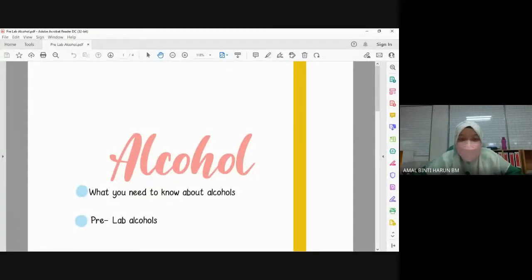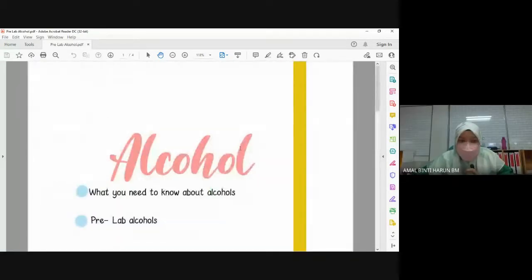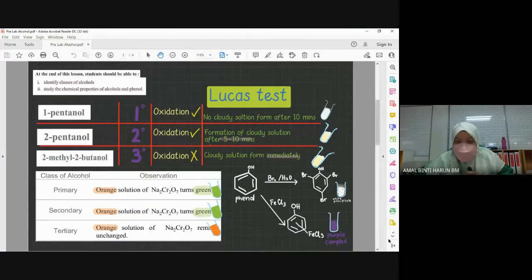Okay, so everyone, can you see my slide? Yes. Okay. So apa yang kita nak belajar dalam pre-lab kita hari ini adalah classification of alcohol and naming alcohol. Okay, so kita dah tahu dah ada dua jenis alcohol, aliphatic alcohol and aromatic alcohol. Yang kedua adalah classification of alcohol, primary, secondary and tertiary. Okay, so apa yang kita akan cover dalam pre-lab alcohol ni, tengok macam mana kita nak distinguish classes of alcohol.